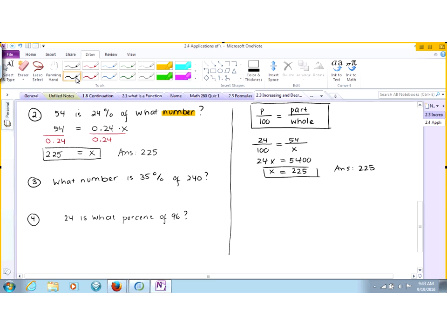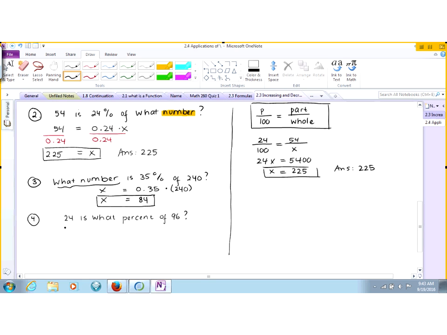So already, how do you translate number 3? So this is your X is equal to 0.35 times 240. Finish. And then you just calculate what X is. What is it? 84? Done. So the number is 84.